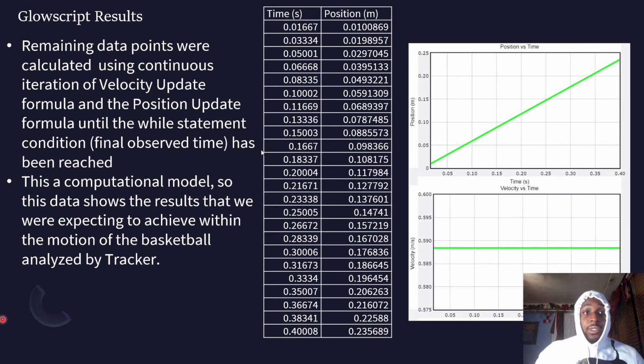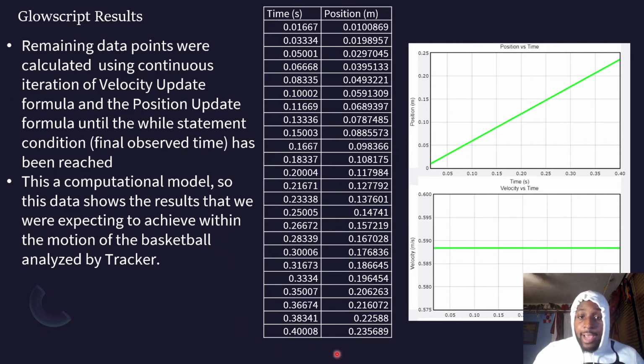This slide shows the results of the GlowScript code that I created. The remaining data points were calculated using the continuous iteration or loop of the velocity update formula and the position update formula until the while statement condition was reached. This is a computational model, so the data shows the results that we were expected to achieve within the motion of the basketball analyzed by the tracker.